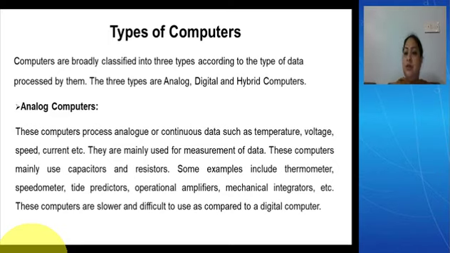They are mainly used for measurement of data. These computers mainly use capacitors and resistors. Some examples of the analog computers are thermometer, speedometer, tide predictors, operational amplifiers, mechanical integrators, and many more. These computers are slower and difficult to use as compared to the digital computer.